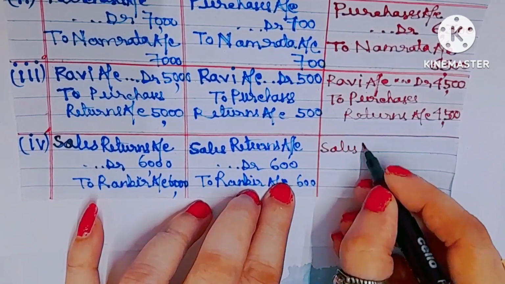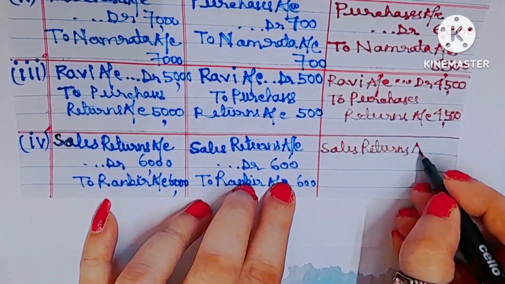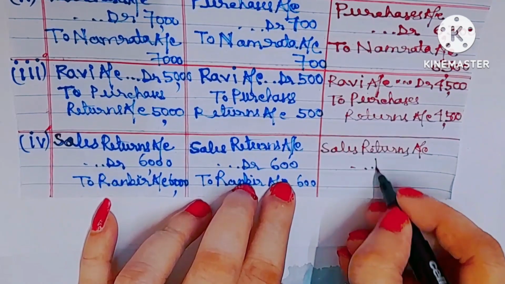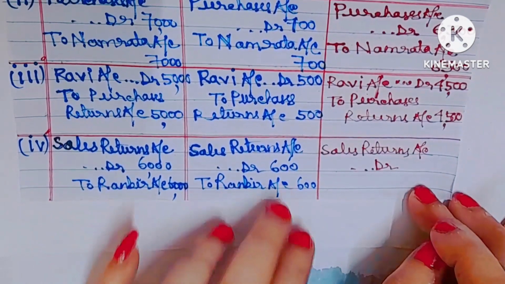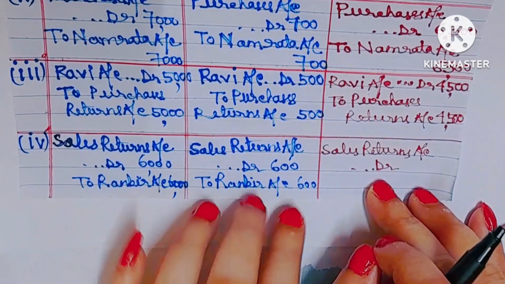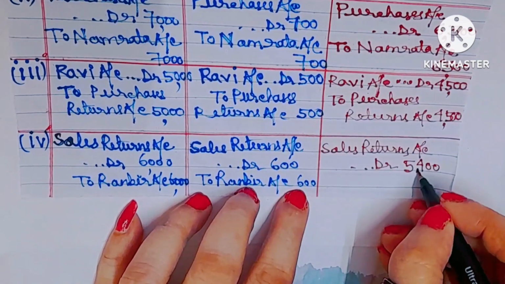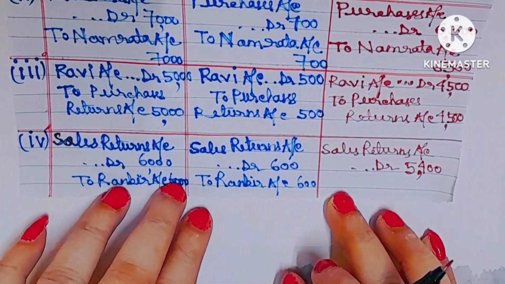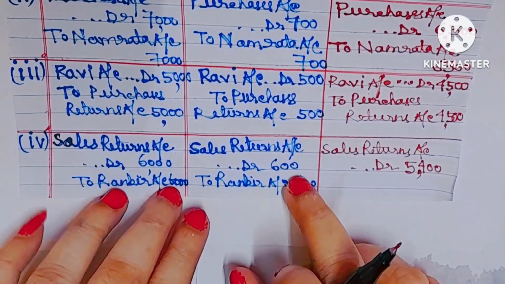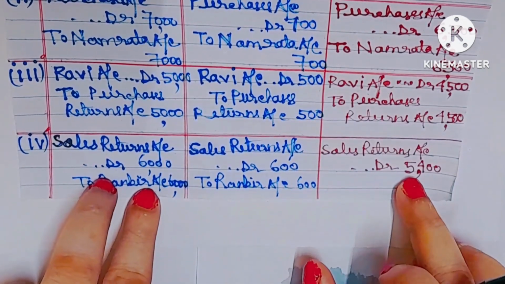Sales returns account debit with the differential amount. What is the differential amount? If you deduct rupees 600 from rupees 6,000, you'll get 5,400. That is how much less they have recorded. How much less they have recorded? They have recorded rupees 600. But how much less they have recorded? They have recorded rupees 5,400 less.